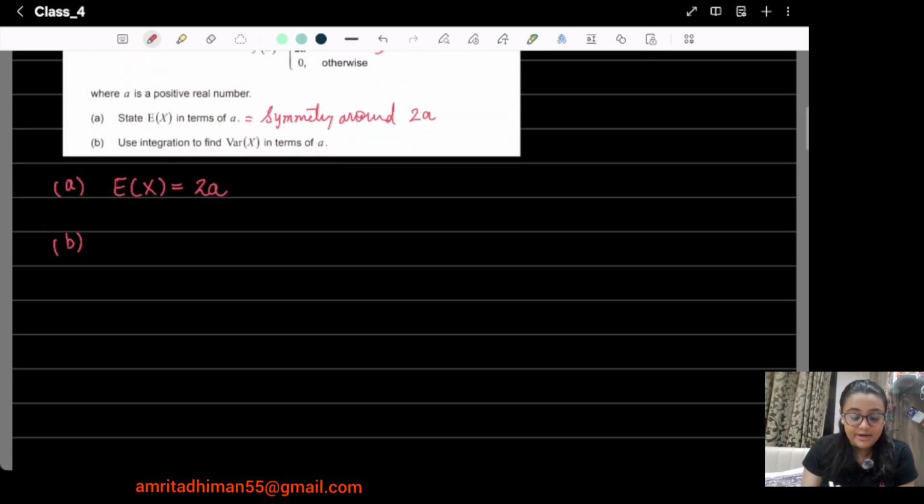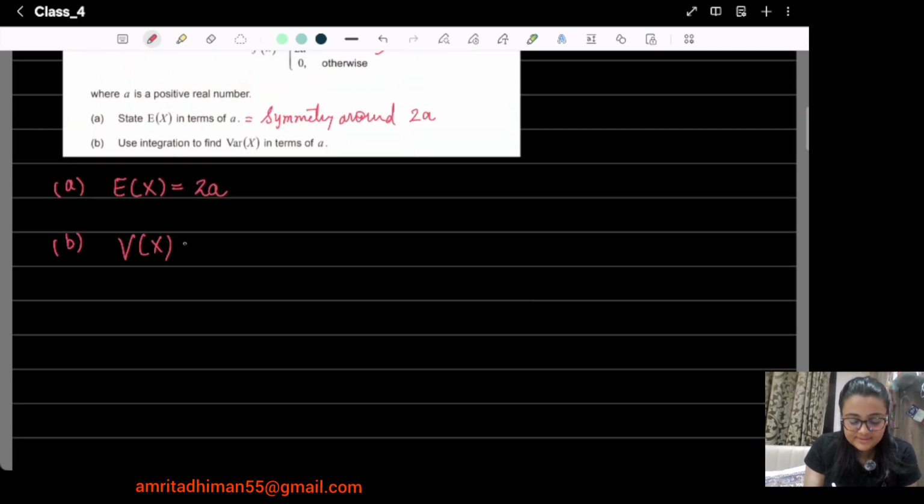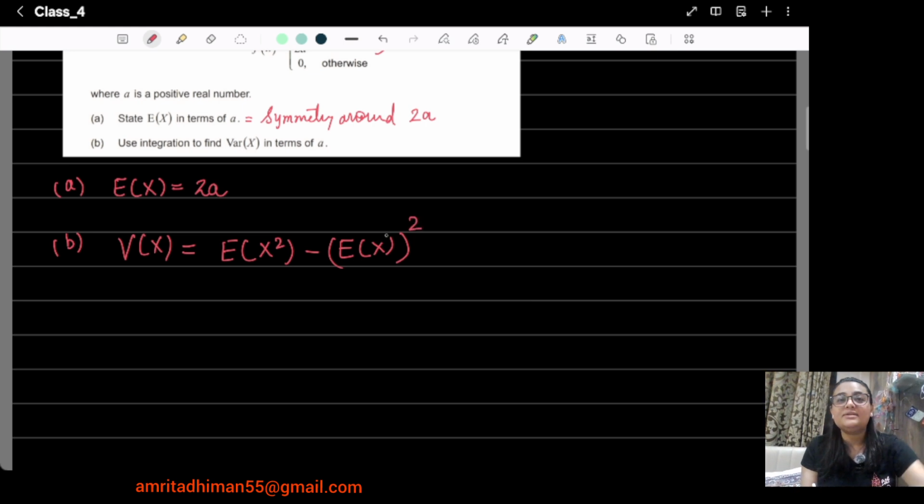Now in the B part, we need to find the variance of x. The formula for the variance of x is E of x square minus E of x whole square. This formula is given in your data booklet, so you don't need to remember it.